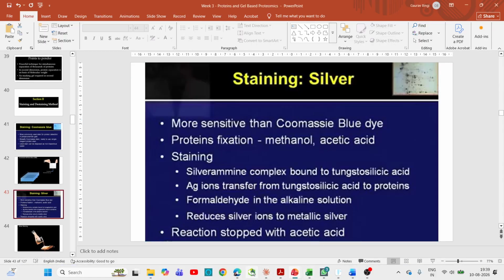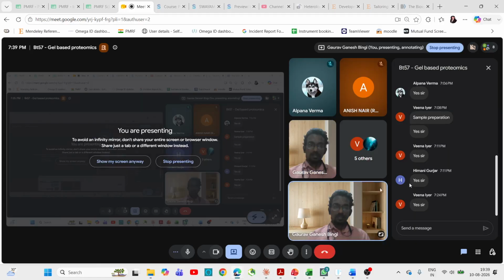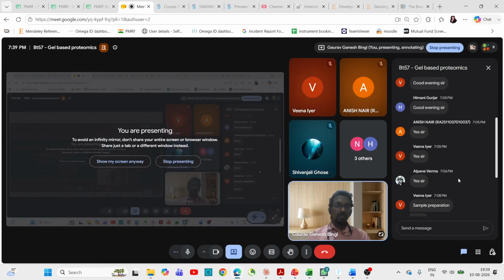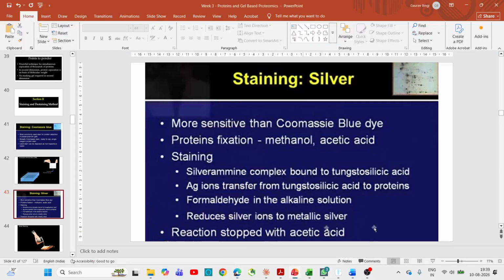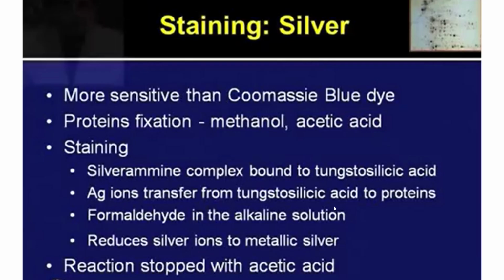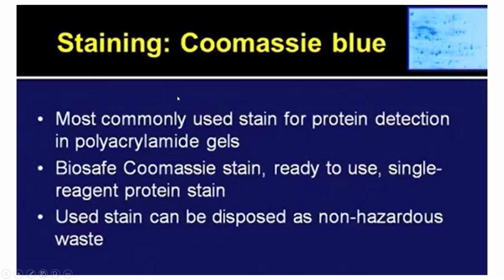Is anyone asking me anything? Okay. So so this is commercially available. You can just use it, and this is how the Comasi blue stained gel looks like.